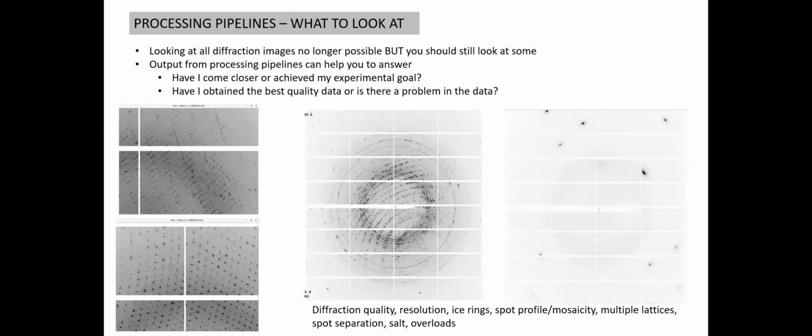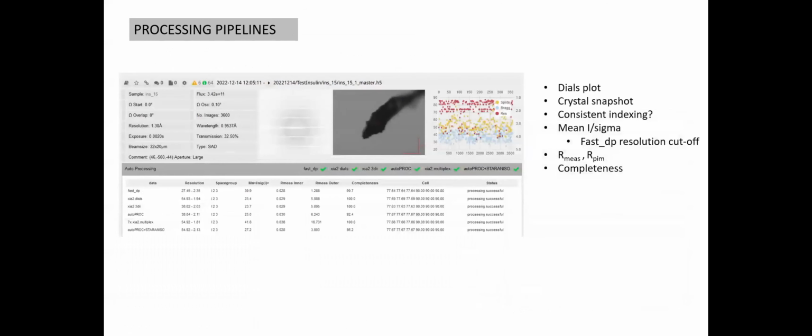The other thing is that the processing pipelines should really answer the question: have I come closer to the experimental aim? Have I obtained the data quality that can answer my question, or are there problems in the data? So look first at the summary overview, look at the dials plot, and look that the crystal is actually hit by the beam.